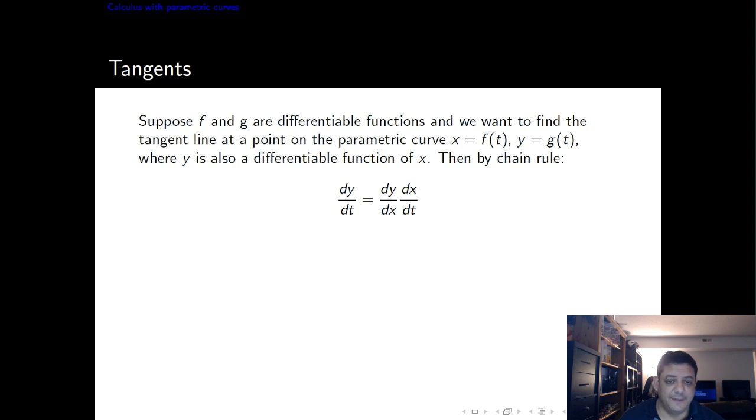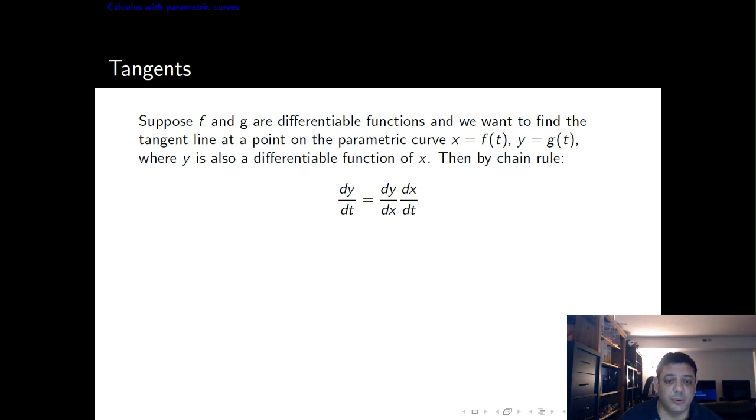So we have that f and g are differentiable functions that we use to define a curve as x equals f of t and y equals g of t. And then we want to find the tangent line at a given point for this curve. Because f and g are differentiable, x and y are also differentiable functions, and y is also going to be a differentiable function of x.